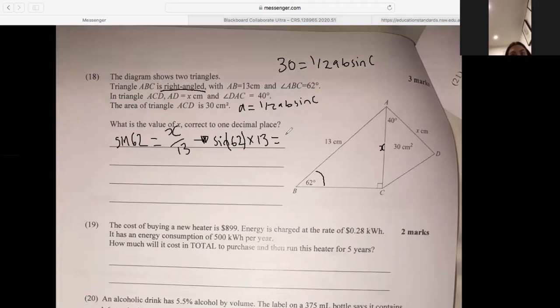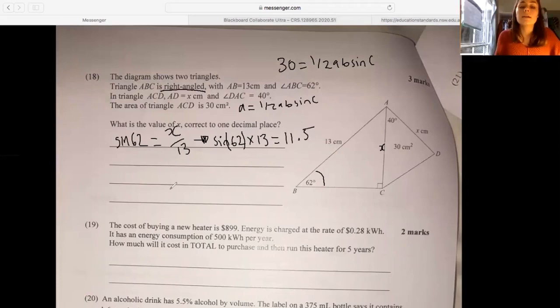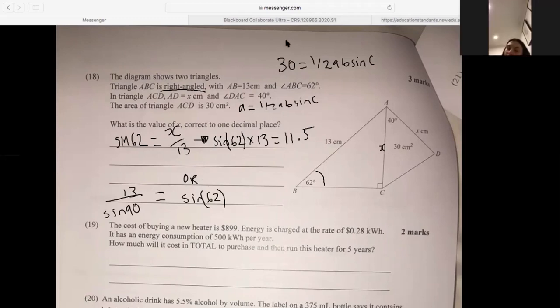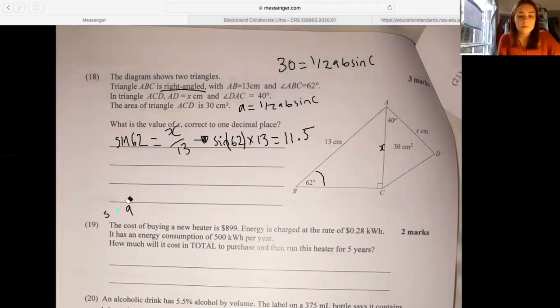Did you get 11.5? Yeah. Okay, I feel relieved now because I just did the 13 sine 90 thing, what we had done before, with the sine rule, and it does work. So if you had accidentally done the sine rule instead of SOHCAHTOA, it still would have worked. You get the same answer. Okay, cool. So either or, but probably just do SOHCAHTOA because it's probably easier.